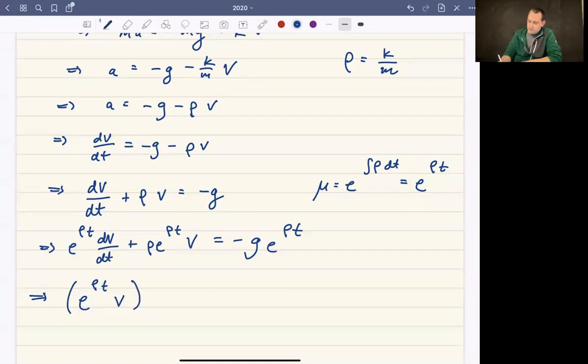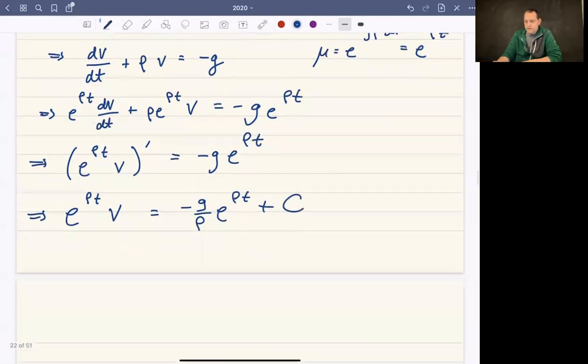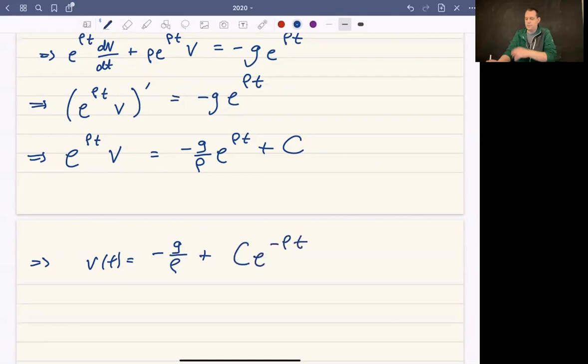And the left side is just the derivative of the product, e to the rho t times v, with respect to t. I'm just going to use a prime, since it should be clear we're differentiating with respect to t. Then to get rid of the derivative, we'll integrate both sides with respect to t. So we're going to get e to the rho t times v is equal to negative g over rho e to the rho t plus c. We'll figure out what c is in a second. Now we can divide both sides by e to the rho t, and this tells us that our velocity is going to be negative g over rho plus c e to the minus rho t. And this is going to tell us a few things.